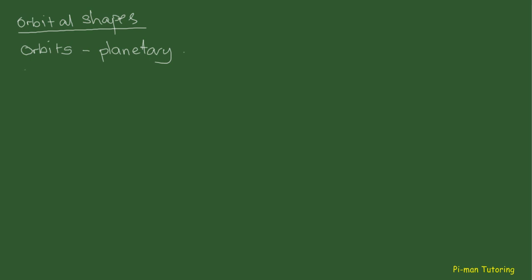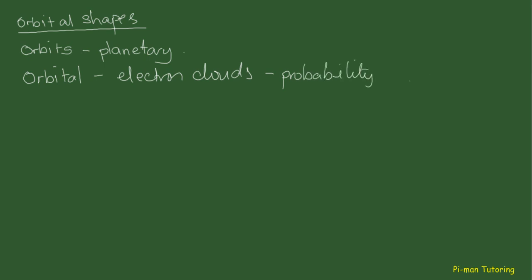When we moved into wave mechanics and quantum mechanics, the concept of an orbital was introduced. And here we're talking more about electron clouds. And by that we mean that we can only talk about the probability of finding an electron at a certain location.